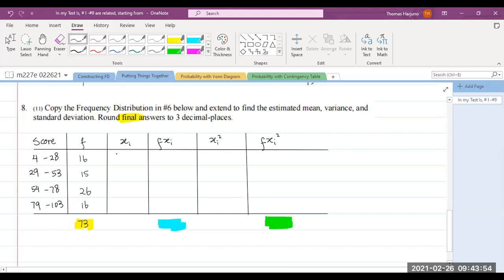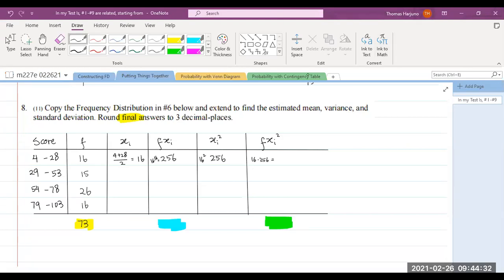Okay, like this one here is the midpoint, 4 plus 28 divided by 2. That's 16. Now this one here is frequency times the midpoint, that's 256. This one here, the midpoint being squared, happens to be 256 also. And this is 16 squared. This is 16 times 16. And this will be 16 times 256, which I don't know what's the number.